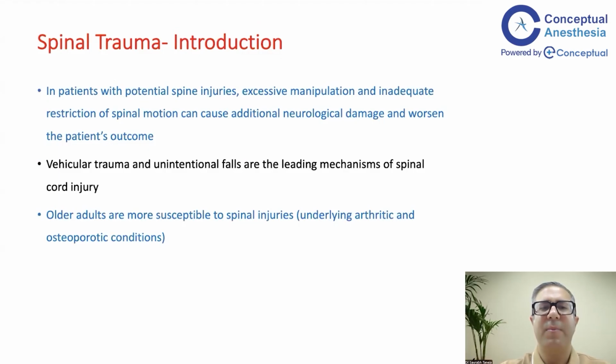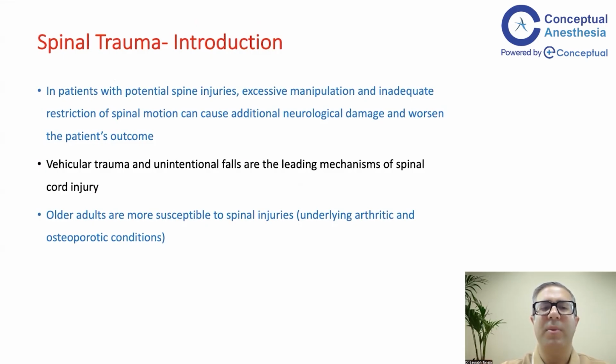So in patients with potential spine injuries, so as I told you, a polytrauma patient comes, we should think whether he is having a spinal injury or not. So these are all patients who potentially can have spine injuries. When you excessively manipulate or inadequately restrict the spinal motion, this can cause additional neurological damage and worsen the patient's outcome. So all the patients who come with polytrauma should be assessed for spinal injuries.